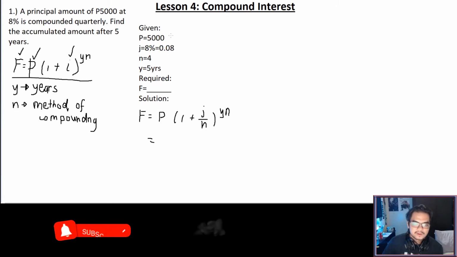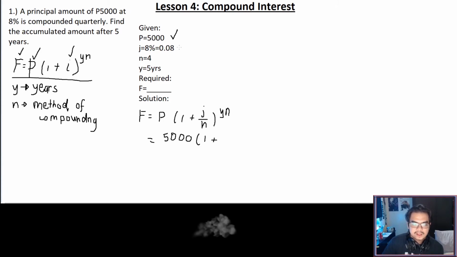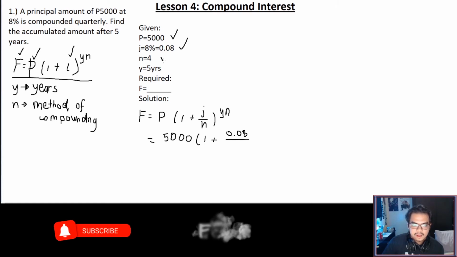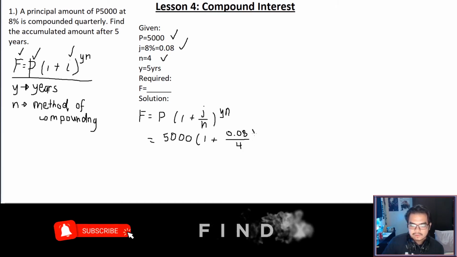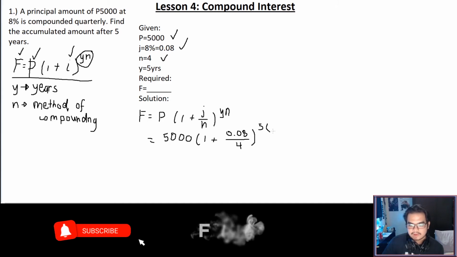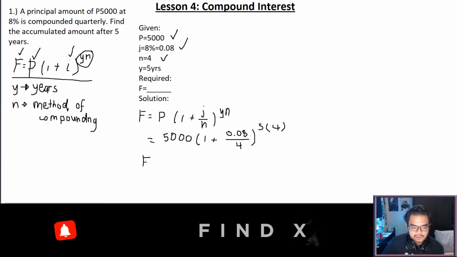Then all you need to do is just substitute all the values. So the value for P is 5,000. So we have 5,000 times 1 plus J. Our J is 0.08 over N. N is 4, right? 4 raised to yn. So your value of y is 5 times n is 4. Then all you have to do is plug all these values in your calculator.